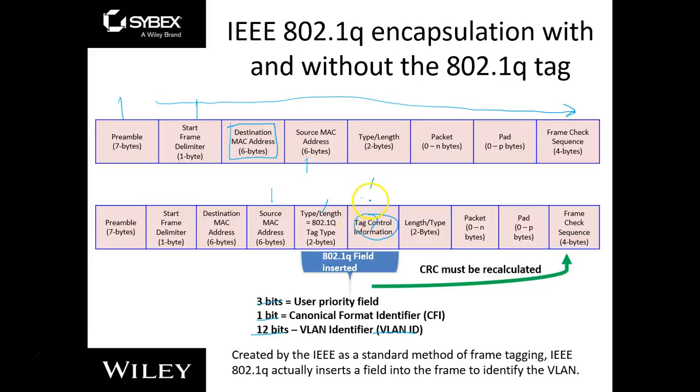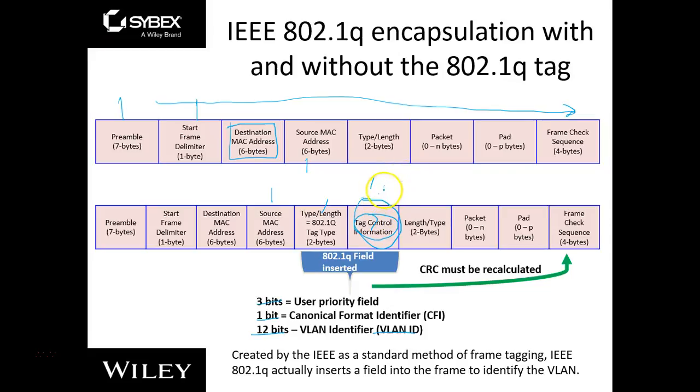So we get this tag put into the layer 2 frame as it leaves the switch and goes into the trunk port. When it gets to the other end, that tag gets stripped out and then it gets sent to the correct port on the destination switch.